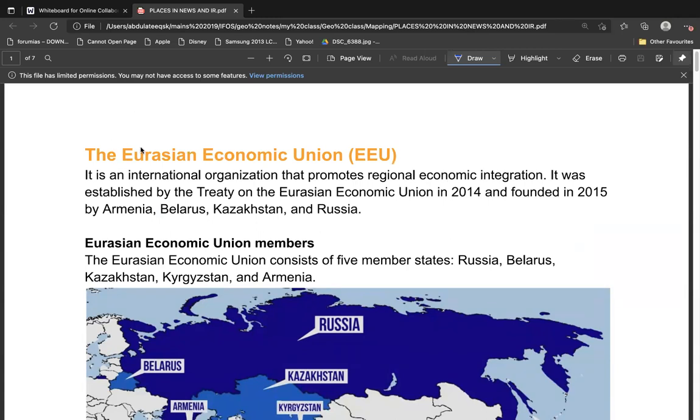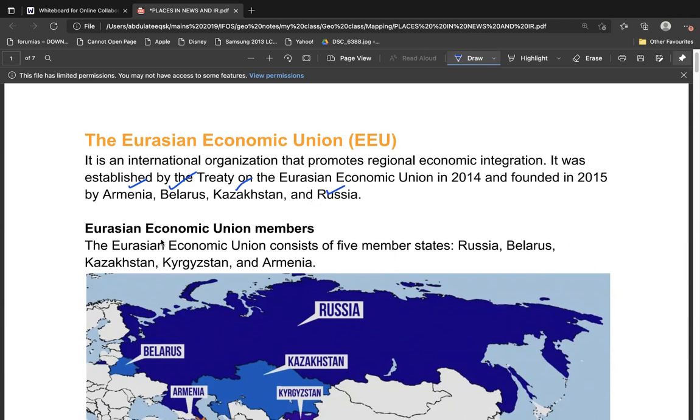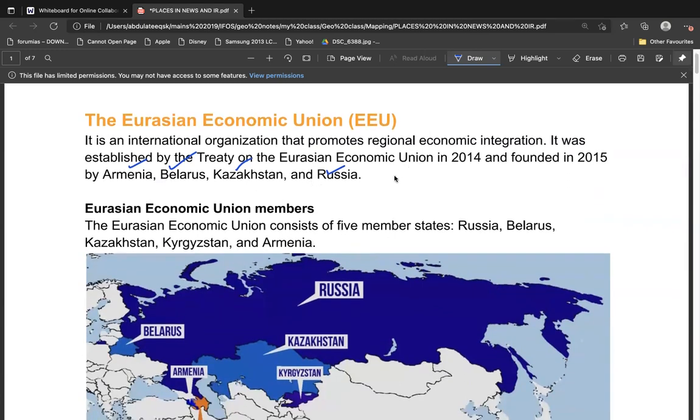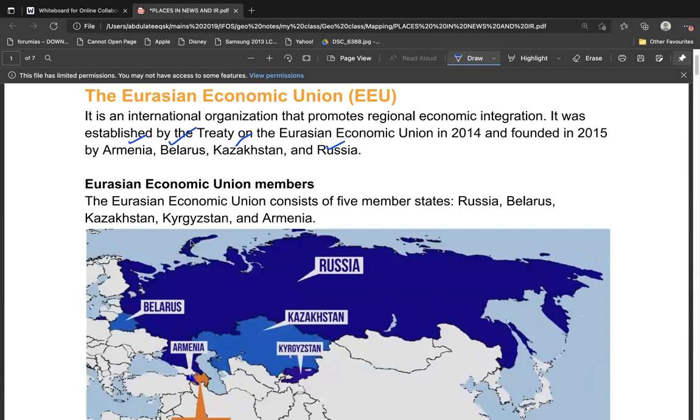Okay, let's quickly read. First topic here is the Eurasian Economic Union. This is an economic union of 5 nations: Armenia, Belarus, Kazakhstan, and Russia. It's a kind of economic integration for the purpose of development of the economy in this region.